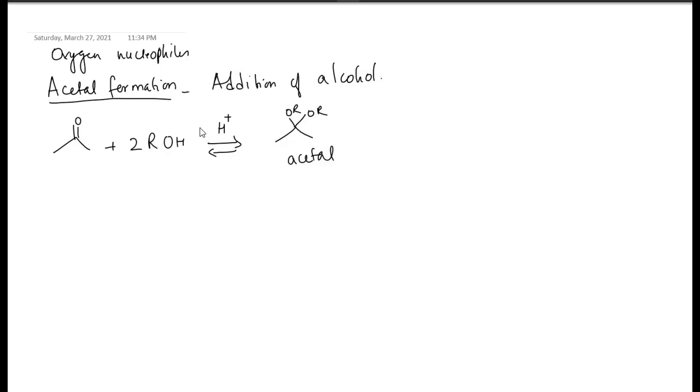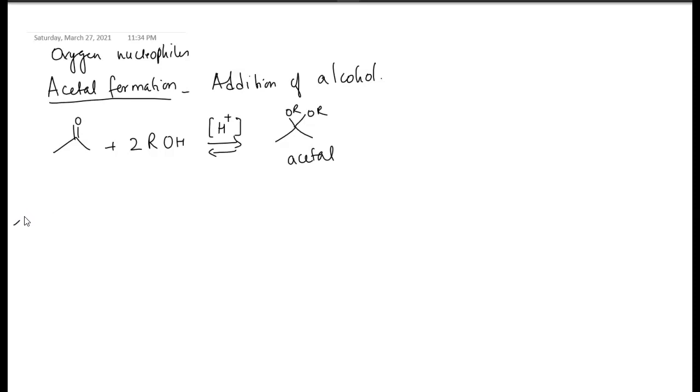So in acidic conditions, an aldehyde or a ketone will react with 2 molecules of alcohol to form what is called an acetal. Okay, so when I put H plus here, this means I'm using an acid catalyzed reaction. I'm using acid as a catalyst to complete this reaction. Okay, so let's look at the mechanism. It's a little long process, almost 7 steps, so let's look at it carefully.